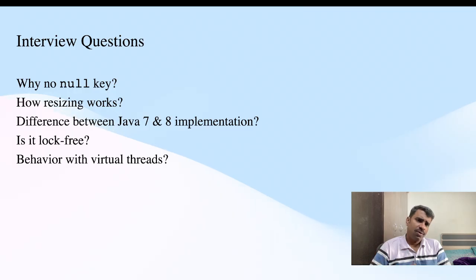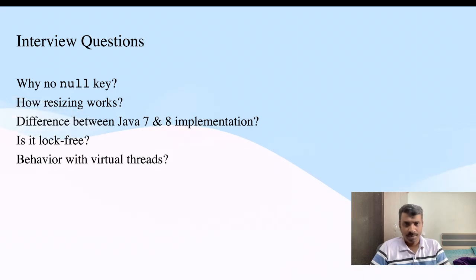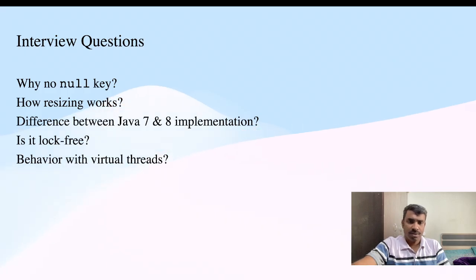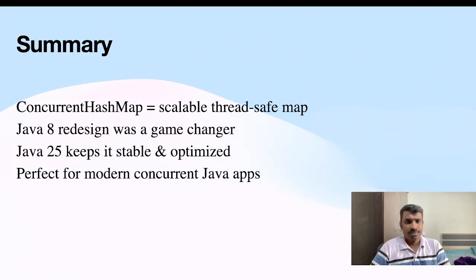These are the interview questions you can expect: why no null key, how resizing works, difference between Java 7 and 8 implementation, is it lock free, behavior with virtual threads. In summary, ConcurrentHashMap equals a scalable thread safe map. The Java 8 redesign was a game changer. Java 25 keeps it stable and optimized, perfect for modern concurrent Java apps.